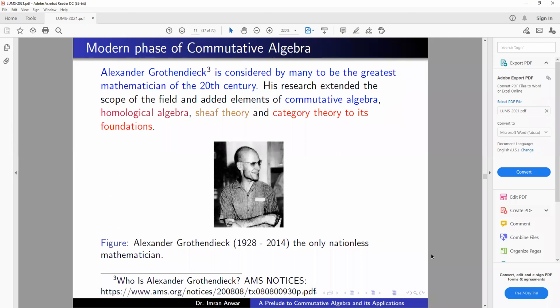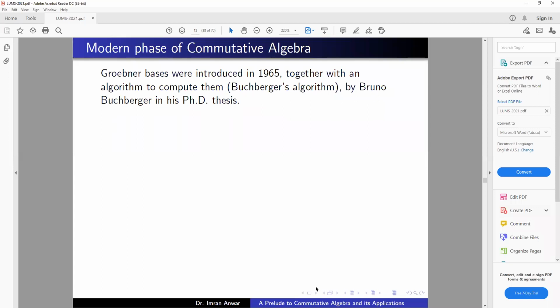And he passed away in 2014, and there was an obituary which was published in EMS Notices. If you would like to know about Grothendieck, you can read this particular EMS Notices. So this is all about the founders, how the theory was developed from person to person, and the celebrated personalities are there. Now here comes the real business of commutative algebra.